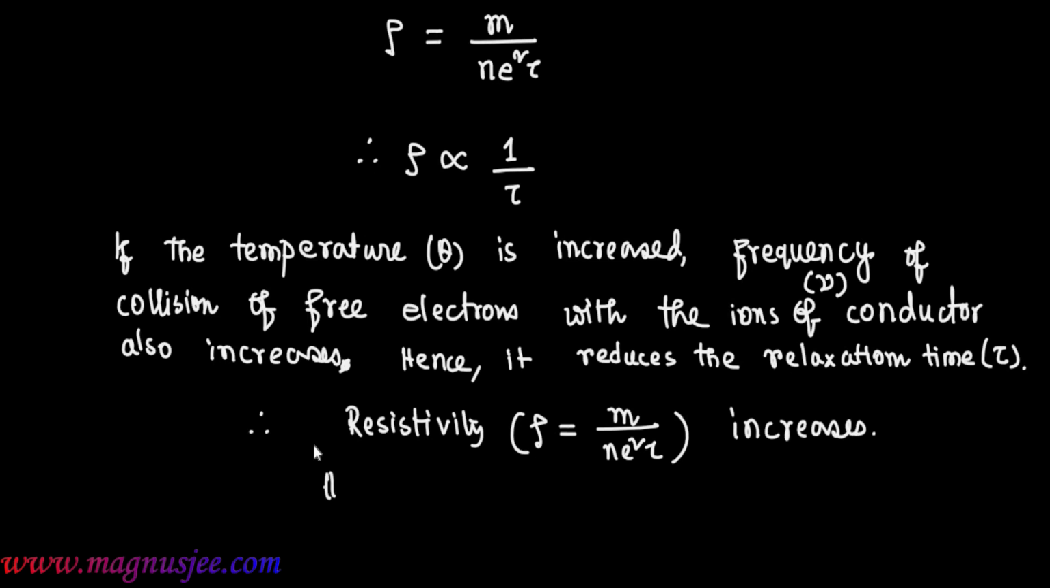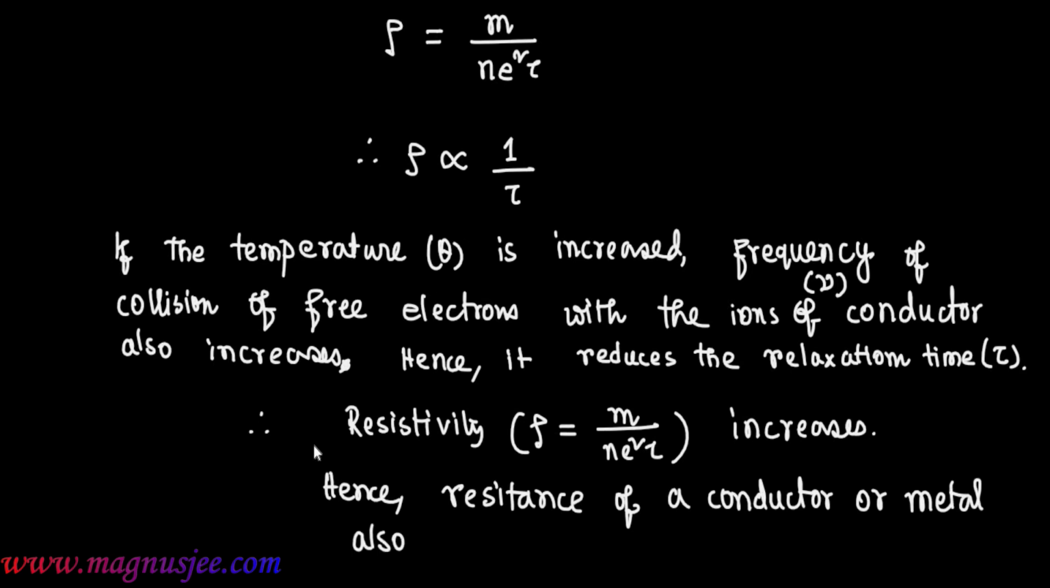n squared tau increases as relaxation time tau decreases. Hence, resistance of the conductor or metal also increases. In this case, what happens is, if the temperature is increased, frequency of collision of free electrons with the positive ions increases, it decreases the relaxation time tau, and we know that resistance or resistivity is inversely proportional to relaxation time. That's why if temperature is increased, relaxation time decreases and resistivity of the conductor increases.